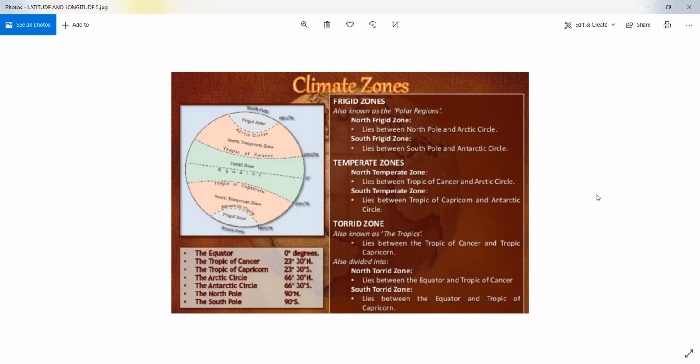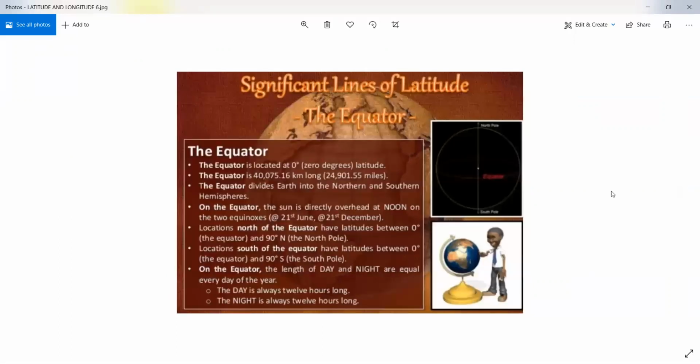Now we are going to talk about temperate zones. Temperate zones is divided into North Temperate Zone and South Temperate Zone. The North Temperate Zone lies between the Tropic of Cancer and Arctic Circle, while South Temperate Zone lies between the Tropic of Capricorn and Antarctic Circle. Frigid zones. It is also known as the polar regions. It is divided into North Frigid Zone, which lies between North Pole and the Arctic Circle, and South Frigid Zone, which lies between South Pole and the Antarctic Circle.